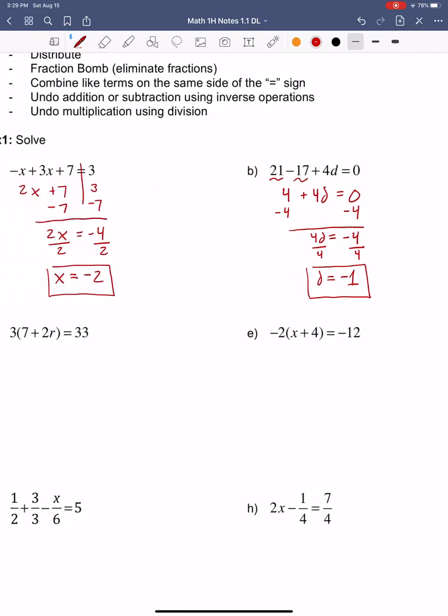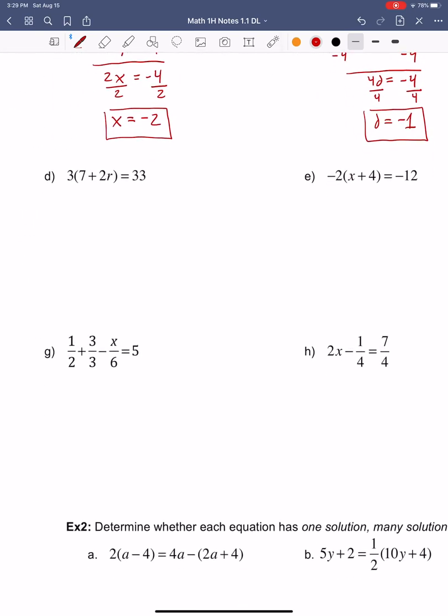All right, we slide all the way over to letter D. Okay, and this one is where we start to have some distribution. So I'm going to start by distributing, because we've got those parentheses there. That's my clue. So I'm going to distribute the 3 to everything on the inside. Okay, and that's going to give me 3 times 7, which is 21. Plus 3 times 2r, which is 6r, equals 33.